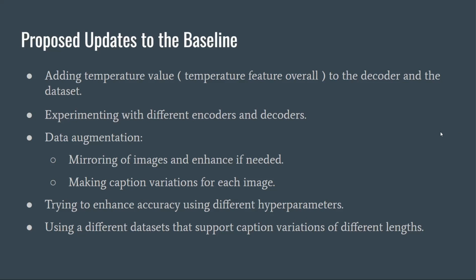We're also willing to experiment with different encoders and decoders and see how this fine-tunes the model. We're also going to do a form of data augmentation if needed, where, if the model overfits, we are going to mirror the images and enhance them. We're also going to make caption variations for each image to support the idea of temperature. We are also going to try to enhance the accuracy of the model using different hyperparameters. We're fine-tuning the model overall. We're also going to use a different dataset that supports different caption variations of different lengths.